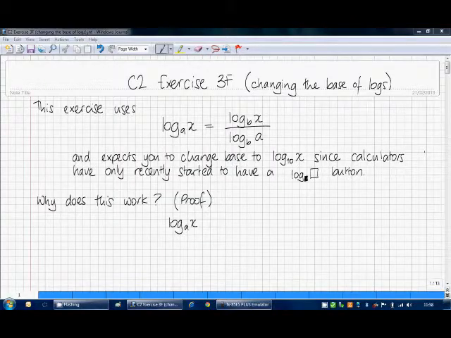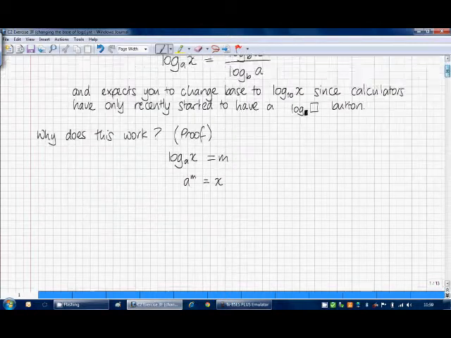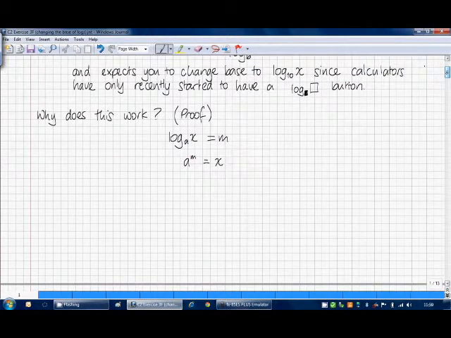Okay, so in exercise 3F we're going to be using the law that log base a of x is equal to log base b of x over log base b of a. We'll find out in a minute why you'd want to use that, but first of all let's make sure it's true. So log base a of x must be equal to something. Let's call that thing m. Now log base a of x equals m means that a to the power m was equal to x, by the definition of what logs do. It undoes powers, doesn't it?